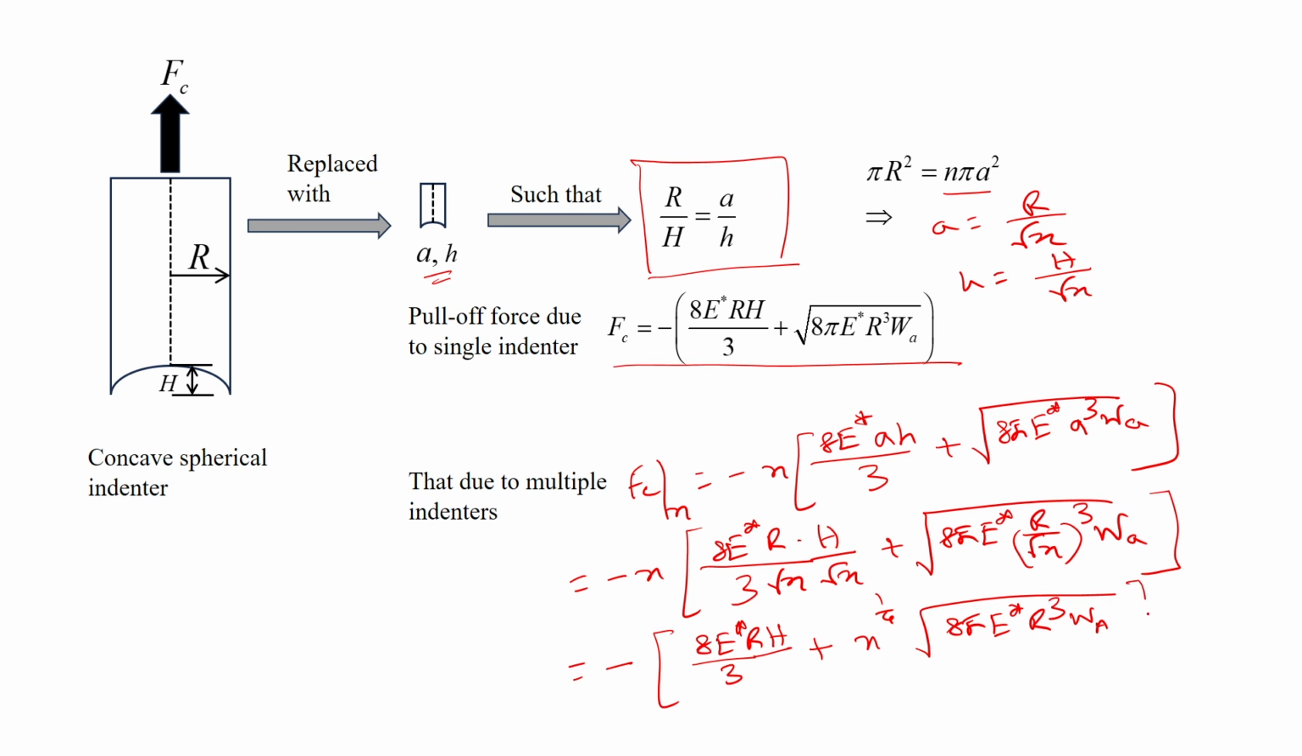So this concave head portion does not appear to contribute to the enhancement or amplification of the pull-off load, but the second part, which comes from the flat indenter derivation, does depend upon n to the power 1 upon 4.